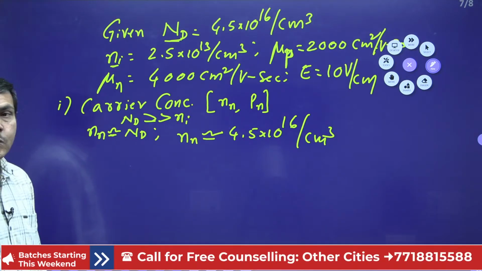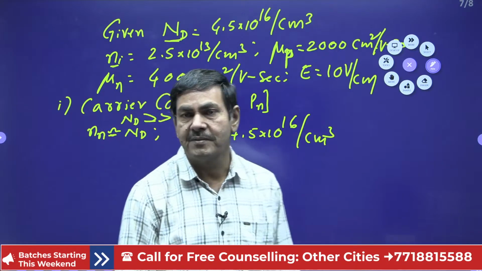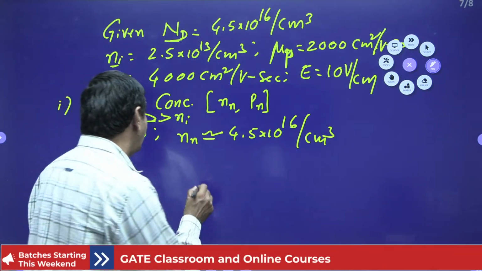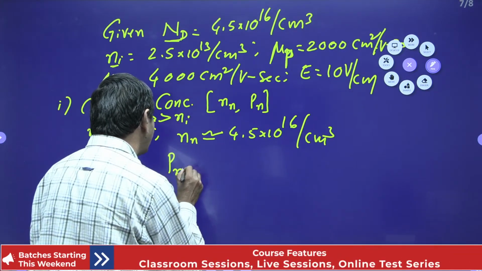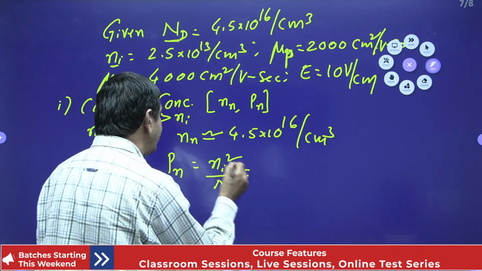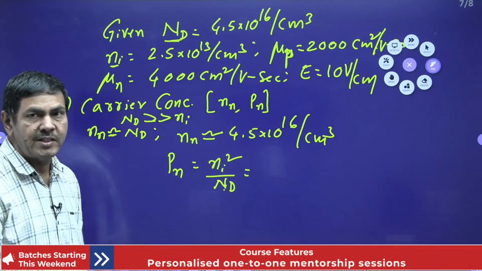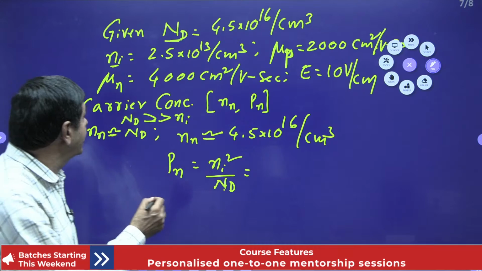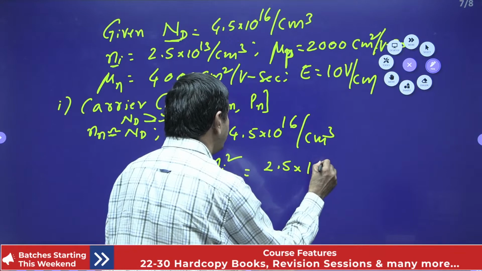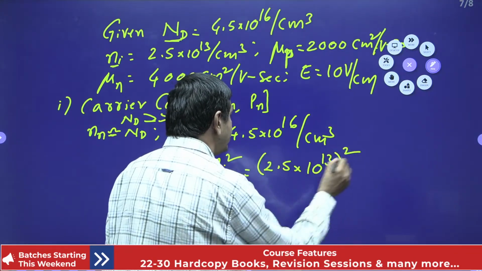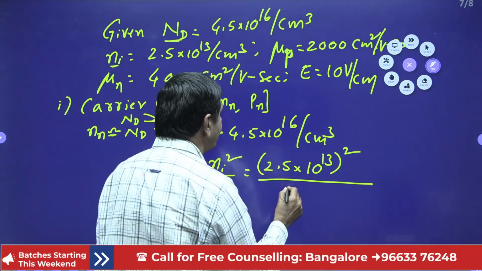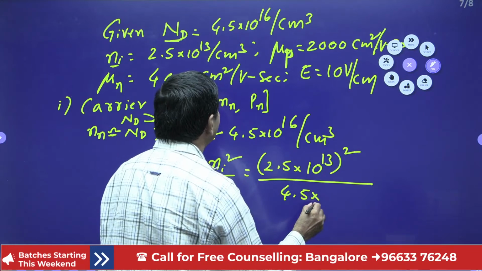Now, by using the mass action law, we can determine the concentration of holes. So the majority carriers Nn is approximately equal to Nd, and the concentration of holes can be calculated as Ni squared by Nd. Nd equal to Nn is also acceptable. I can write Ni squared: Ni is 2.5 × 10^13, whole squared, divided by Nd, which is 4.5 × 10^16.